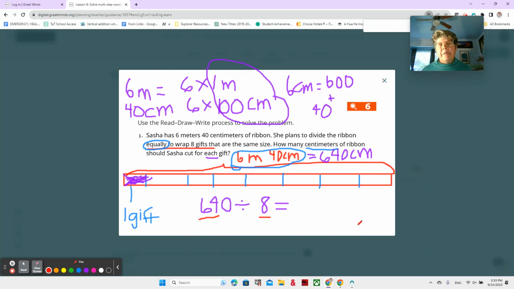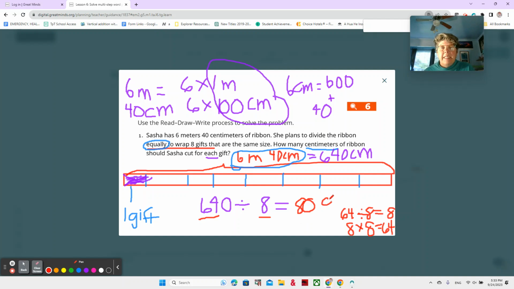Okay. How about 8 times 8 is 64, right? So if 8 times 8 is 64, then 64 divided by 8 is equal to 8, right? Okay, so 640 divided by 8 is 8, and we have a 0, 80. Okay, so how much ribbon does she have for each? How much ribbon does she have for each gift?